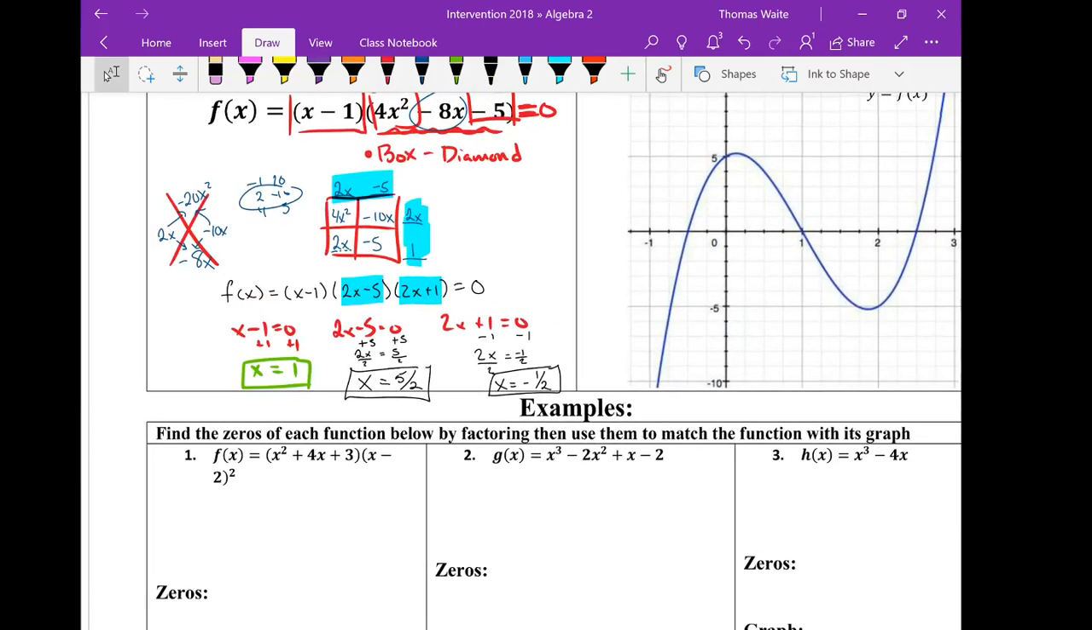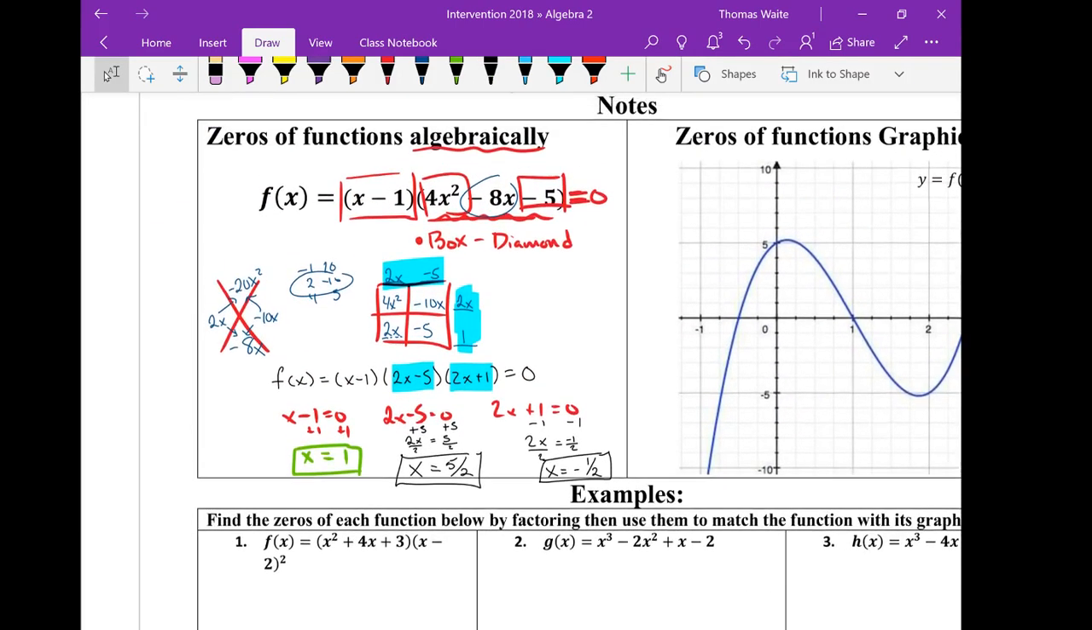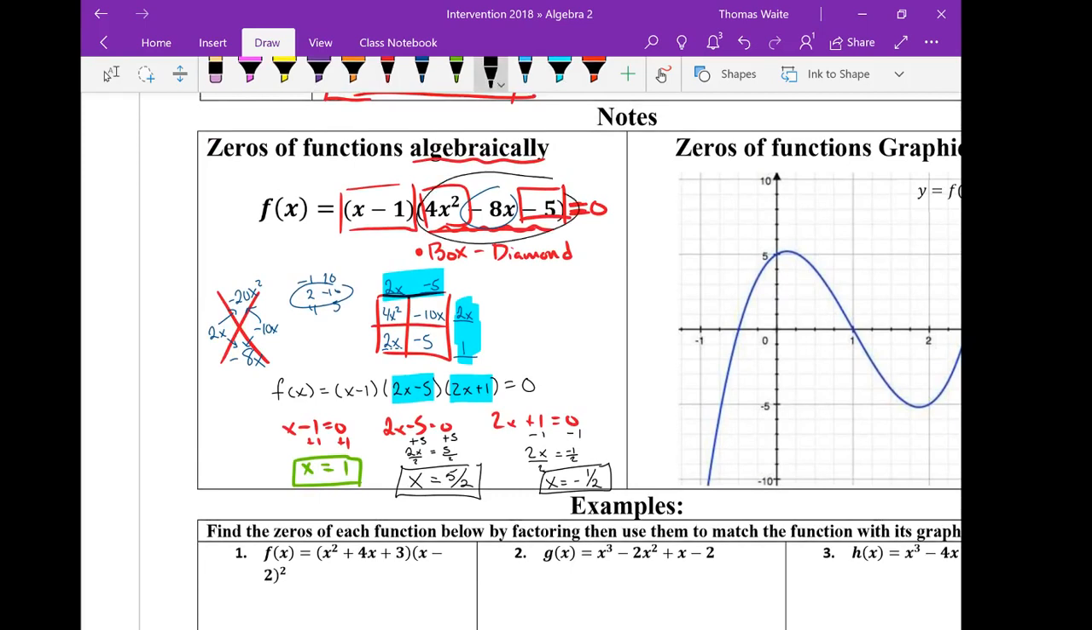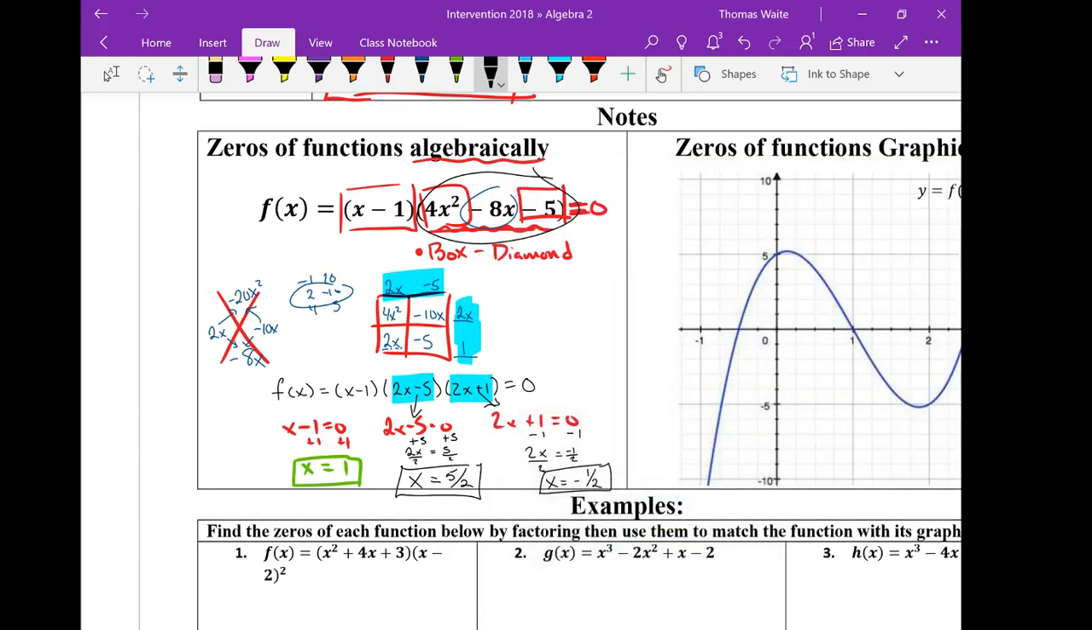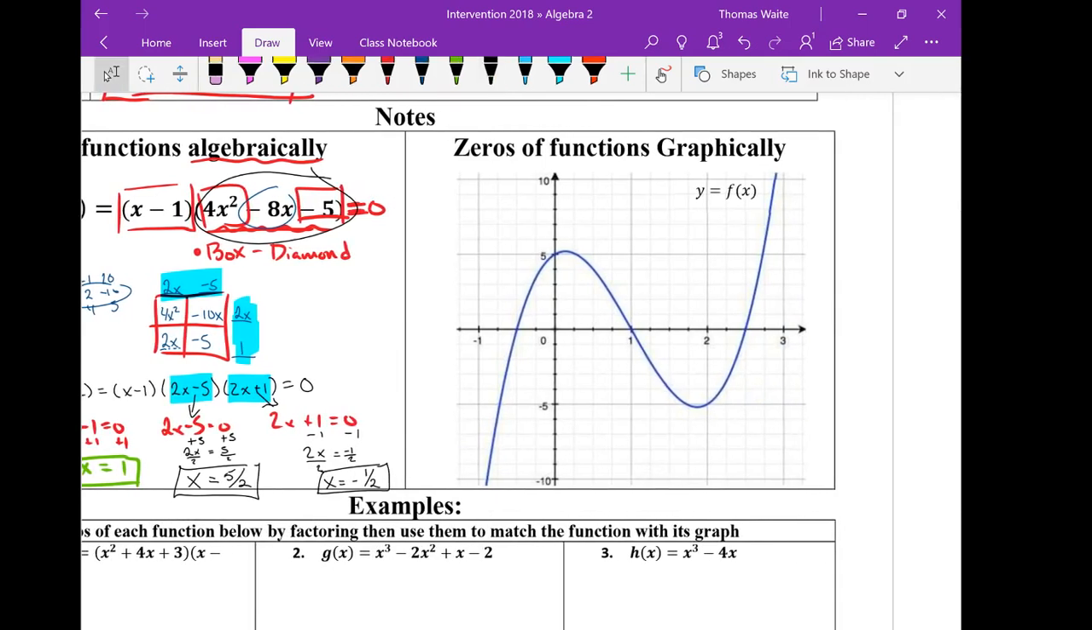So a couple of things happened here. We noticed we'd like to factor our quadratic to split it up into linear terms. Then they'll be really easy to solve like we did down here. So we came up with 3 zeros, and that's how we did it algebraically. So that's kind of a review from last time. Now let's talk about how this looks in a picture on our graph.